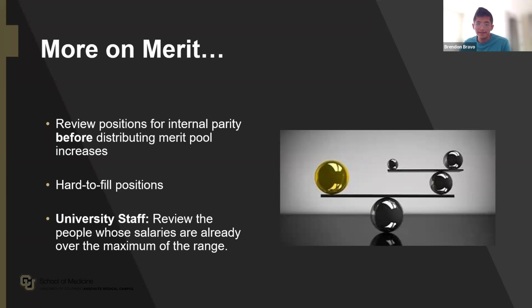It's also important that, in addition to performance, you take into consideration employees that are in hard to fill roles and employees that have highly unique and hard to recruit skill sets. And then lastly, for university staff, you want to make sure you review the people whose salaries are already over the maximum of the range as well.